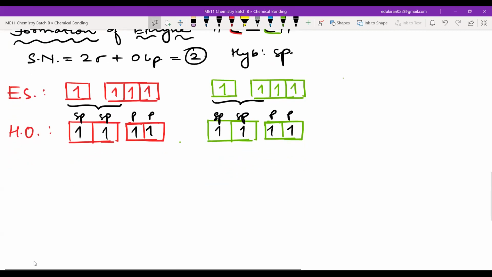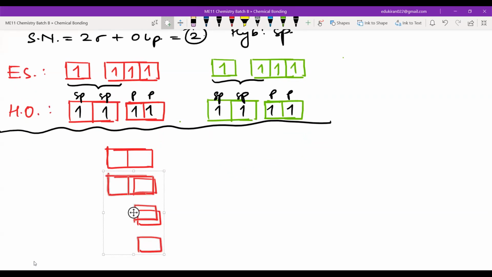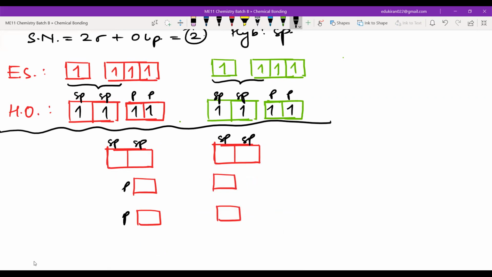So what I will be doing, I will be writing this here in such a way that this is sp, this is one P, and this is the other P. Okay. Then the same thing is present for the green one also. Right. So see, this is SP, this is SP, this is SP, this is SP, this is pure P, this is pure P, this is pure P, this is pure P. All of these are having one electron each.